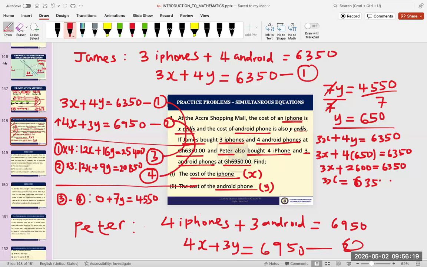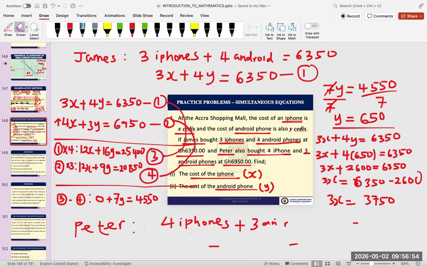3x is equal to 6,350 minus 2,600. I want you to be checking with your calculator the subtractions and additions that I'm doing to make sure we are on track. So this one, 3x, will give us 3,750.